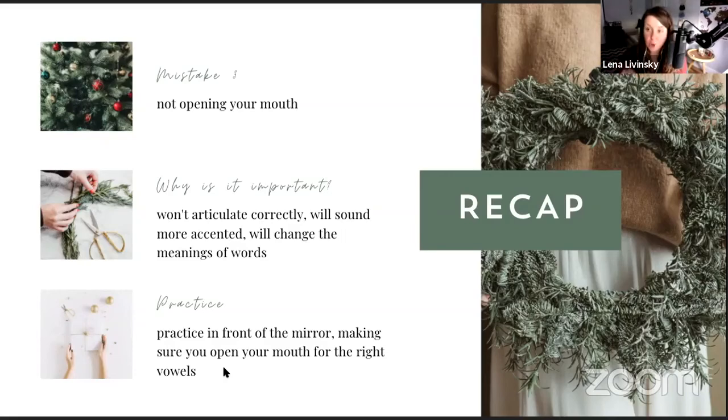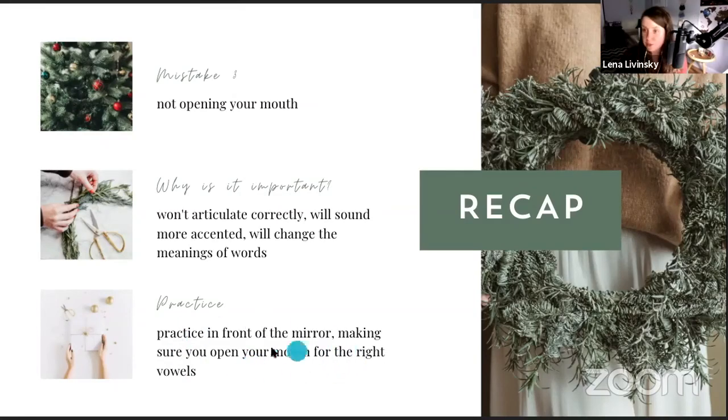Because if you notice you're not moving your mouth enough, then you register you're making this mistake and you can correct it. If you're too shy to look at it and you don't realize you're making this mistake, you're not going to correct it, because how can you correct something you're not aware of? It's really important that you do. And just make sure when you're practicing, you open your mouth for the right vowels. The vowel chart kind of explains it.